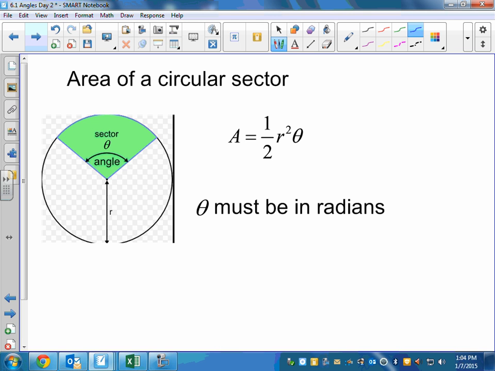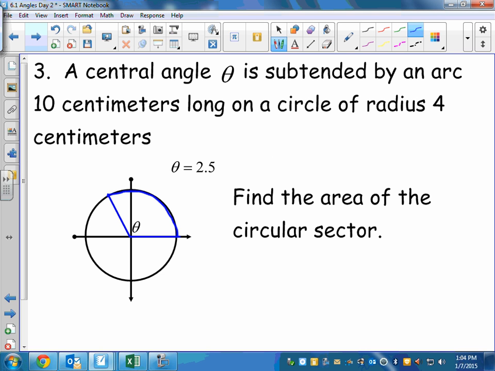So again, theta has to be in radians, so that would be whatever this angle is right here. R would be your radius, and then it's 1/2. So it's 1/2 times r squared times whatever your angle is. And again, by the time we have a test or a quiz, I'll let you know if you need to have this memorized or not. But if you have it memorized, all you're doing is plugging in your radius and plugging in your angle in radians.